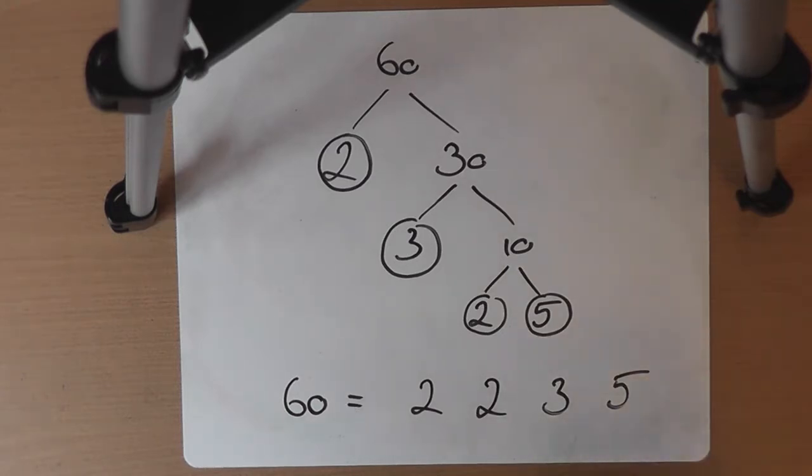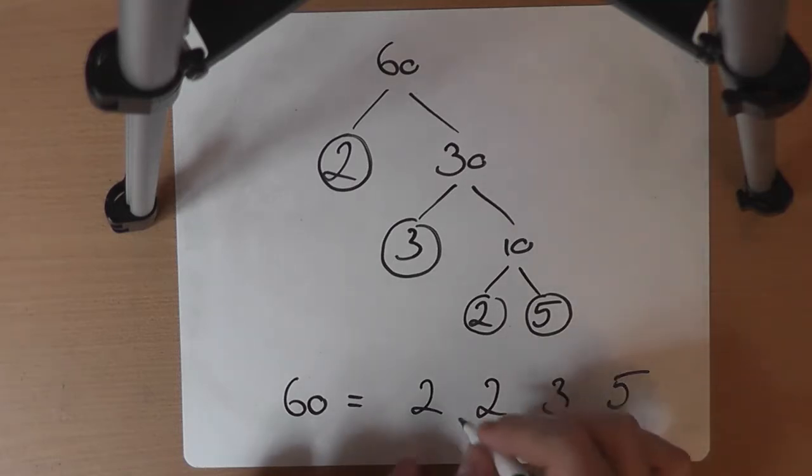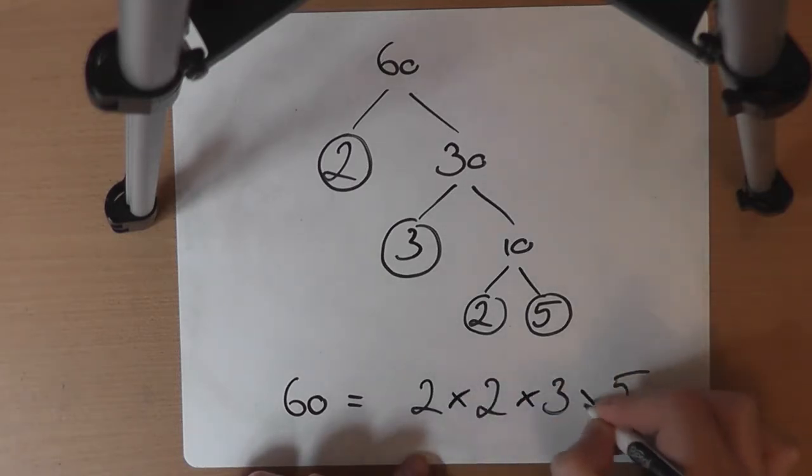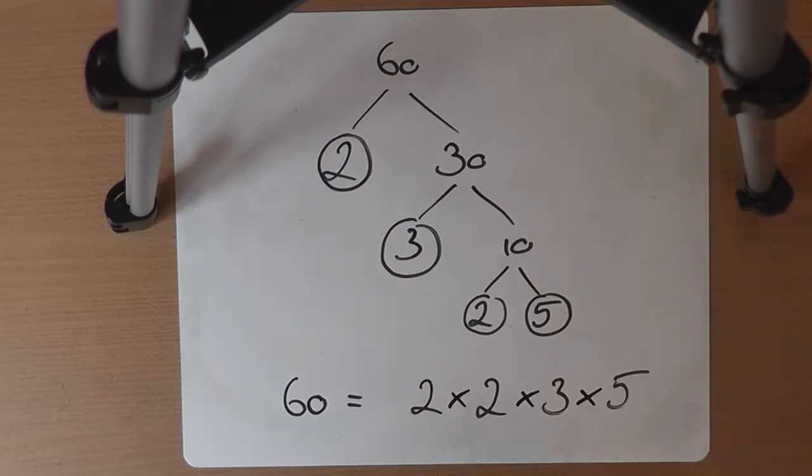You can have them as 2, 3, 2 and 5. I'm going to reorder them and put them in size order. 2, 2, 3 and 5. And all I'm going to do is I'm going to put times signs in between them. Why? Because what is 2 times 2 times 3 times 5? Well, 2 times 2 is 4. Times 3 would be 12. Times 5 would be 60.